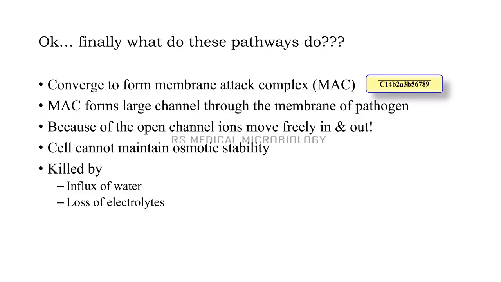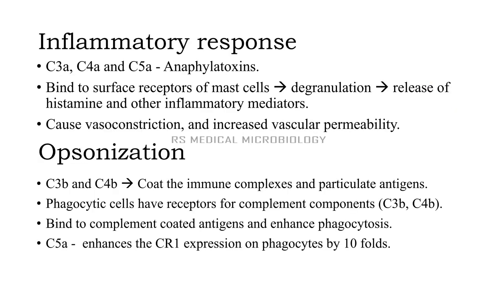Okay, once this particular membrane attack complex is formed, what do they do? They will basically form larger pores in the pathogen. So what will happen? The ions inside and outside will start exchanging very freely. So in that time, the osmotic stability cannot be maintained. So the bacteria will be killed by either influx of water or loss of electrolytes.